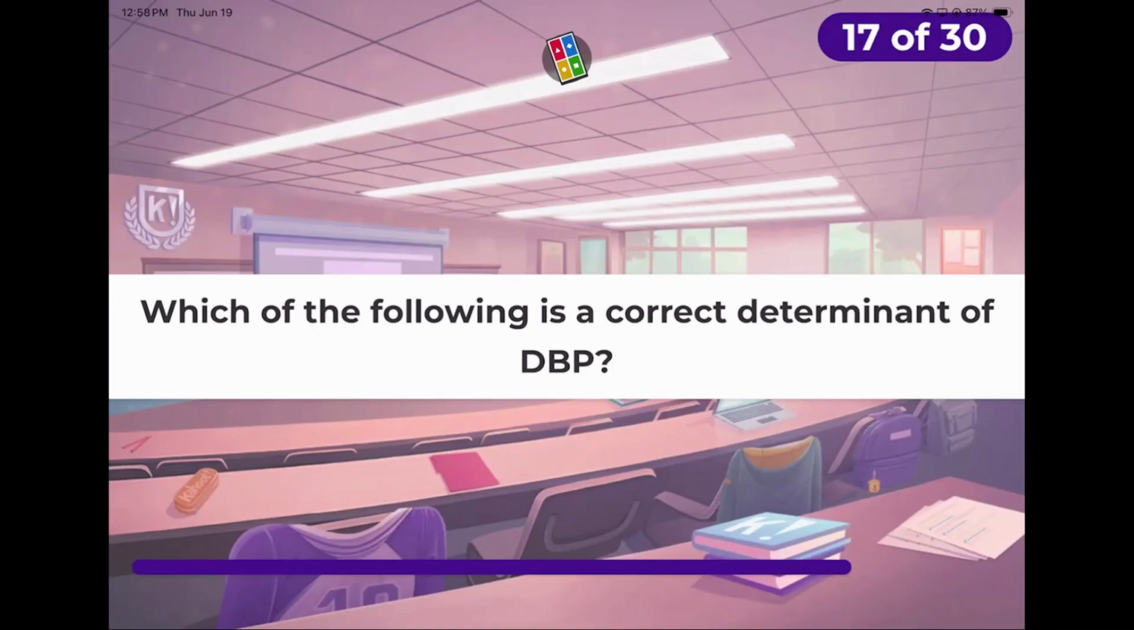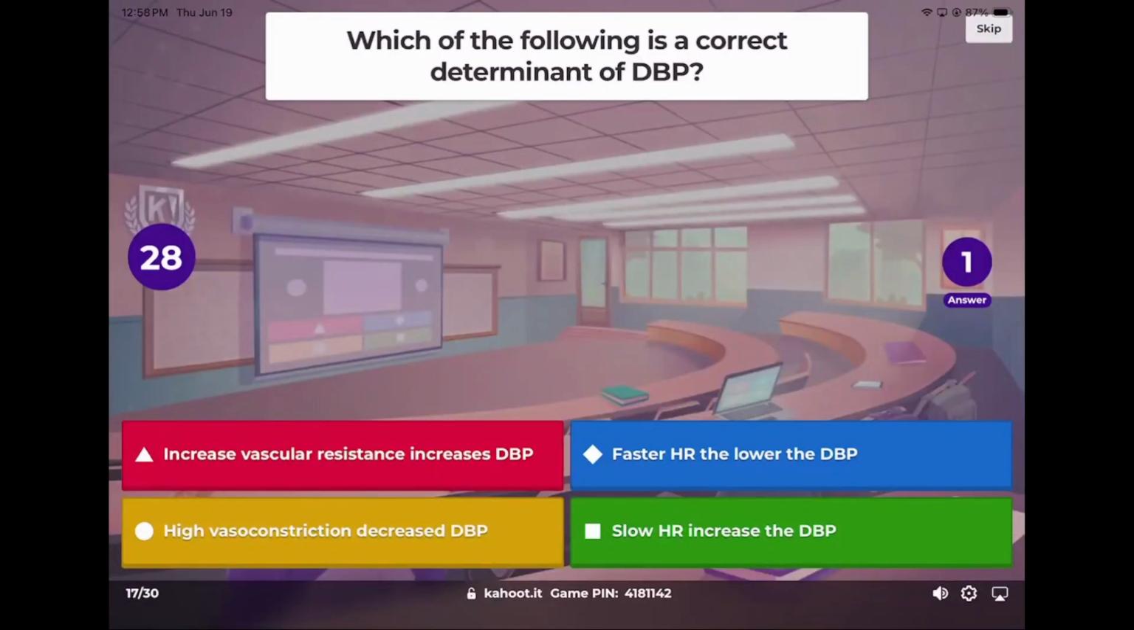Okay, which of the following is a correct determinant of your diastolic blood pressure? Which one of these is going to affect your diastolic blood pressure?